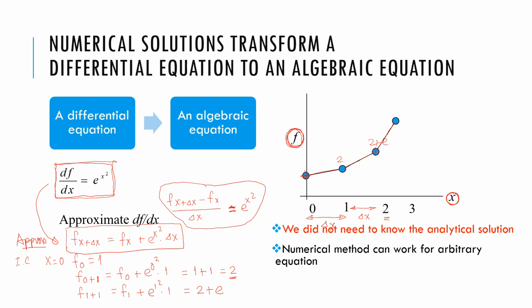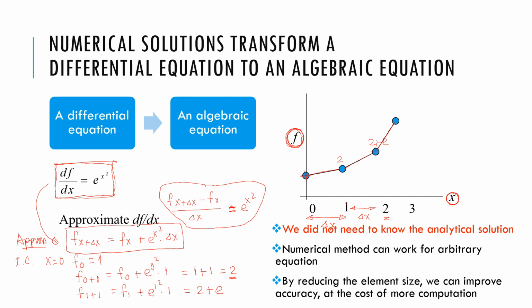But this type of solution has some special things. That is, you notice that you only solved here and here. You didn't solve anywhere in between, and you can join it by a line. So you could say, well, that's not as good. It's not as smooth. Well, we can improve this solution. We can improve the accuracy by just reducing the size. Now, let's not call it the element size. Let's just say by reducing delta x. By reducing delta x, we can improve the accuracy.